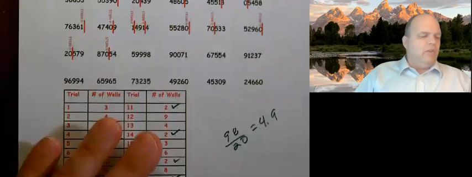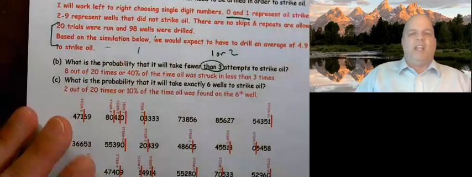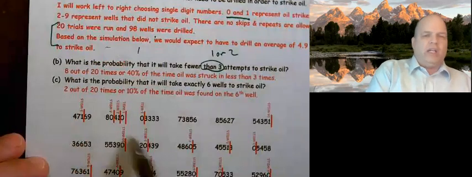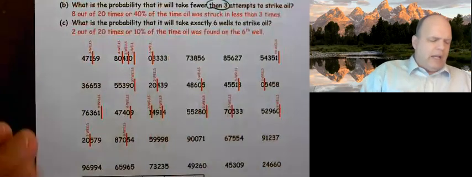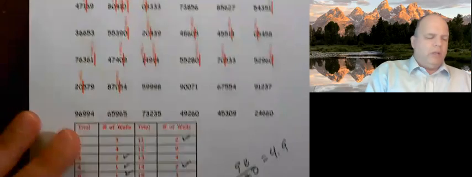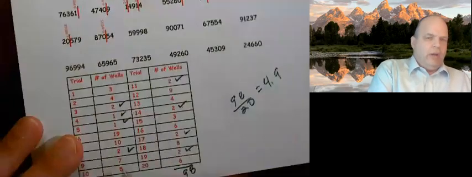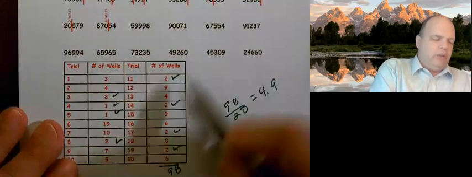The next thing is part C. What is the probability that it'll take exactly 6 wells? So once again, I could go through the simulation and look that up, but it's a lot easier to go back and use my table. So I'm looking at the table and I'm looking for 6. And I'm not seeing it in the first column, so it hasn't happened yet.